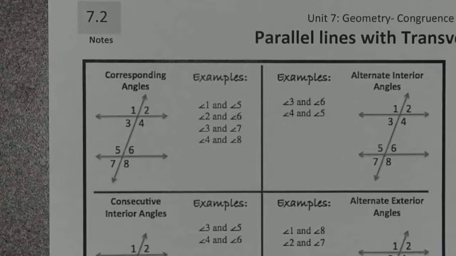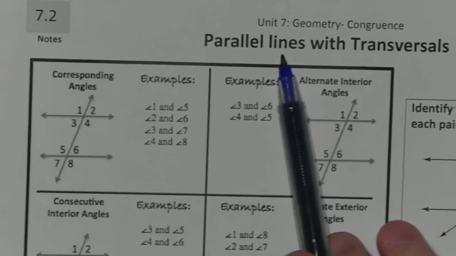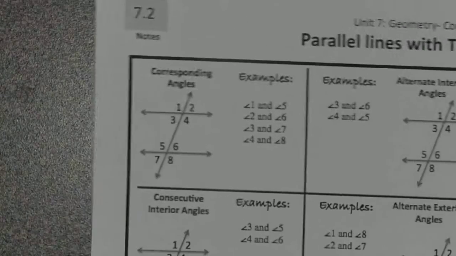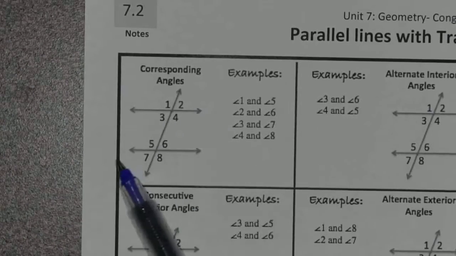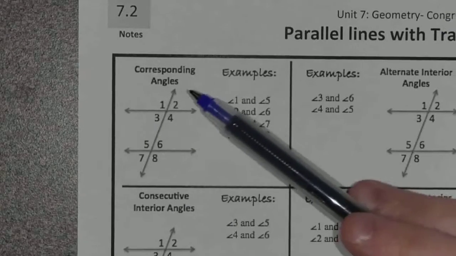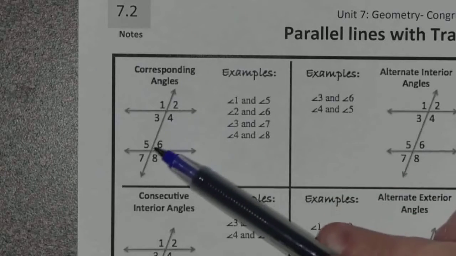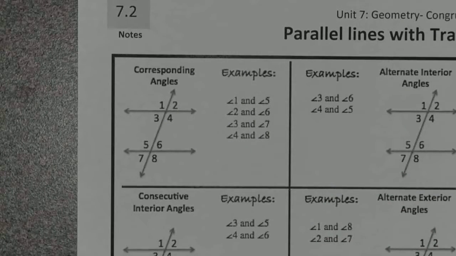All right, so like I was telling you, we're going to learn a whole bunch of different kinds of angles today. These angles are formed by a special relationship. Up at the top it says parallel lines with a transversal. Parallel lines are lines that never touch each other. They have the same slope. So here's my parallel lines, and here's my transversal. My transversal is a line that intersects both of the parallel lines.